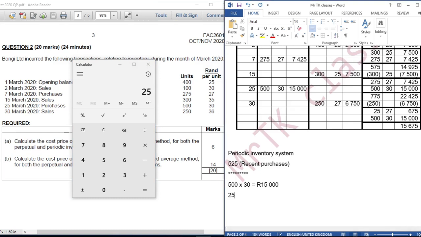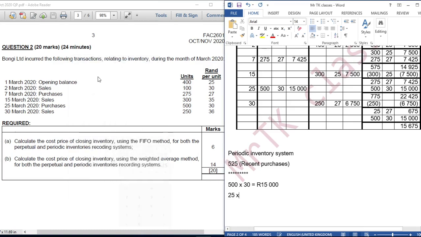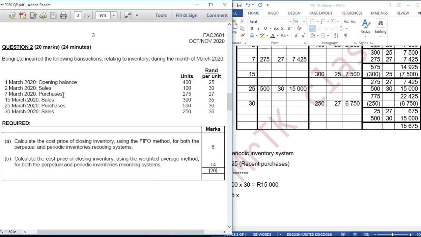So we are going to say 25 units multiplied by, which one is the next batch? All right, the next batch was the 7 March batch. This is when we purchased, and we purchased at 35. So we are going to say 35.